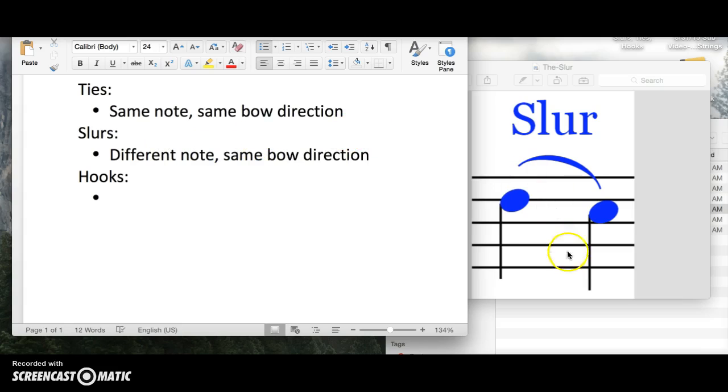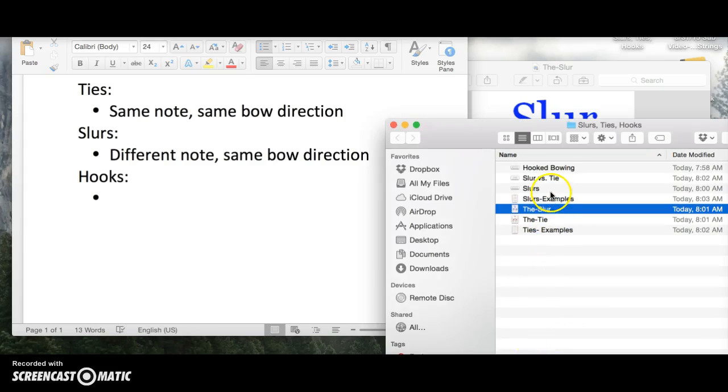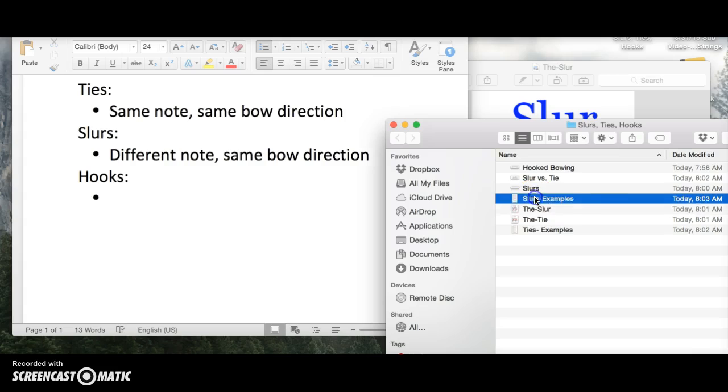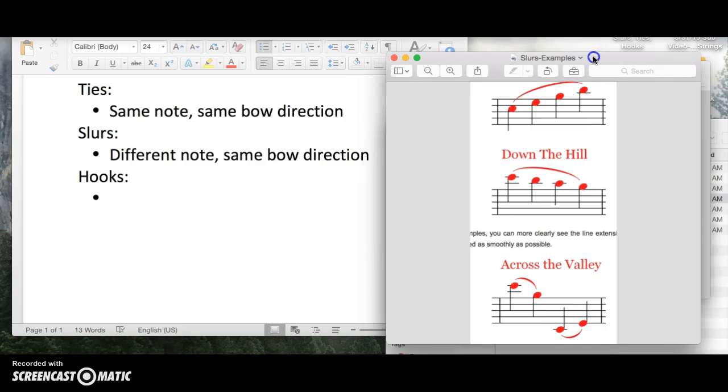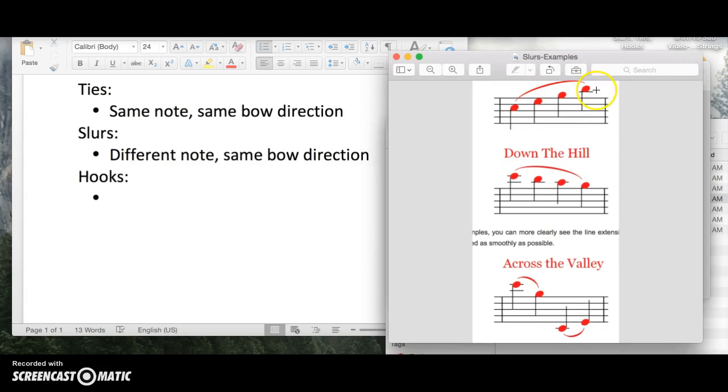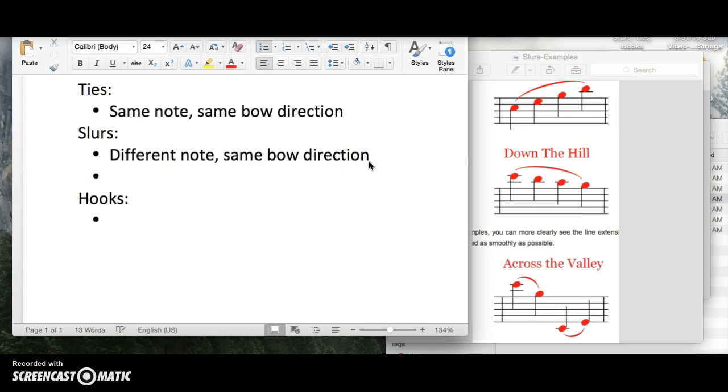Now, let's talk about how many notes we can have in each slur or tie. Let's look at some examples of slurs. If you notice, we have lots of different notes in these slurs. All we need to know about slurs is that it has to be 2 or more notes, so 2 or more notes in the same bow direction.